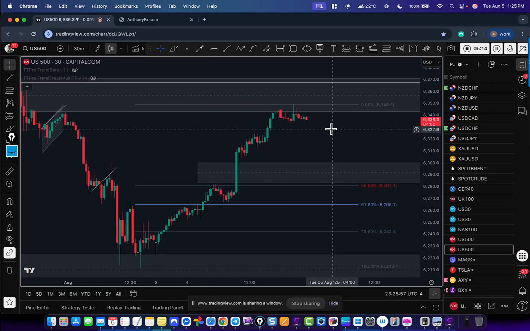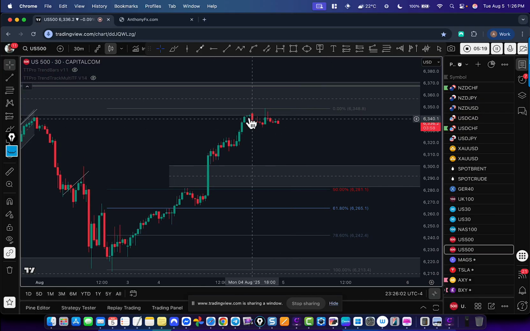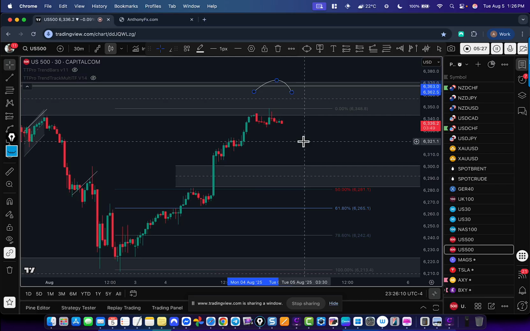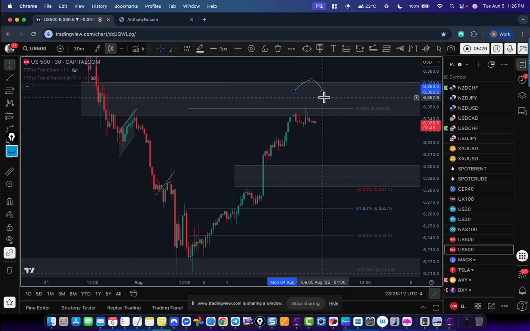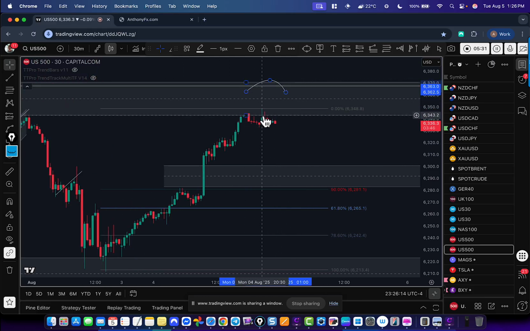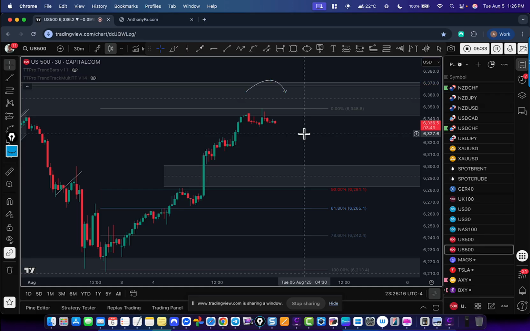Now we've got this move here, eating into this. So what I'm looking for is this to turn around. So I'm looking for that. All right. Now, given that this is trading into this imbalance, I don't want to see price break through the imbalance.